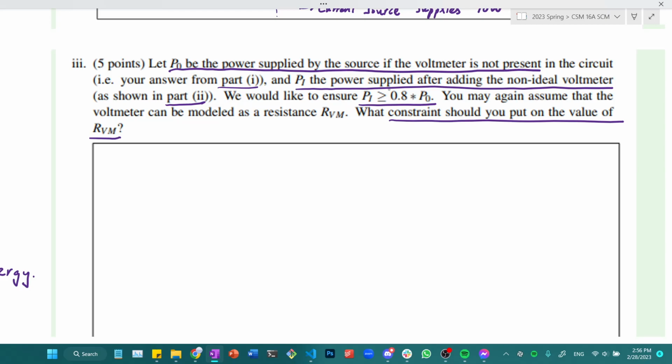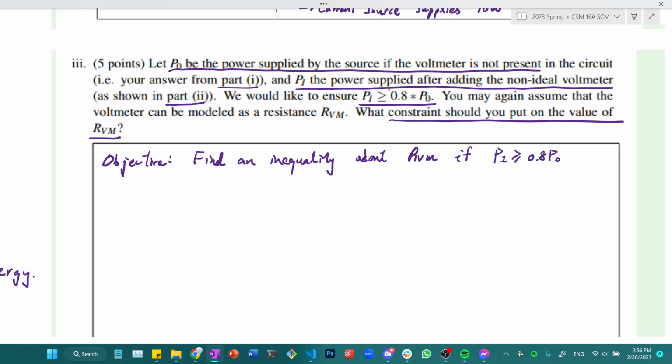So the objective of this question, then, is to find an inequality about RVM if Pi is larger or equal to 0.8 P0.